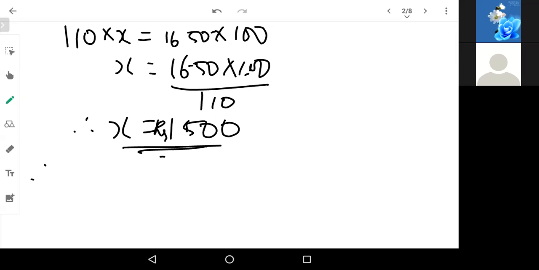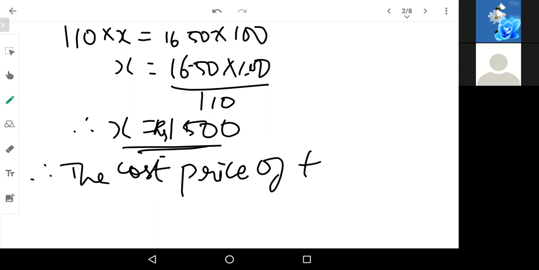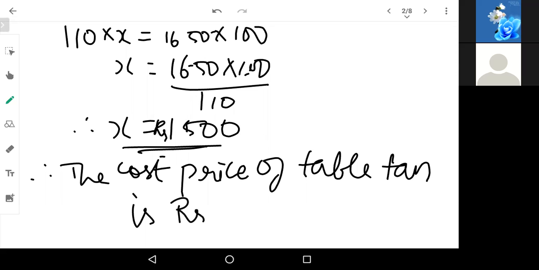So therefore the cost price of the table fan is rupees 1500. Good. 150 is the profit. They have only asked us to find the cost price, so we'll do only the cost price. If they had asked us to find the profit percentage, then we should have also found the profit percentage. Is it clear? Any doubts?